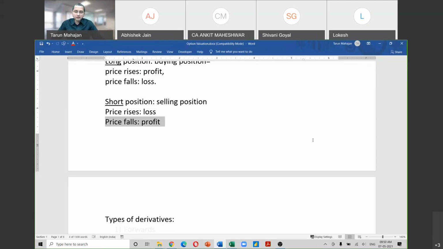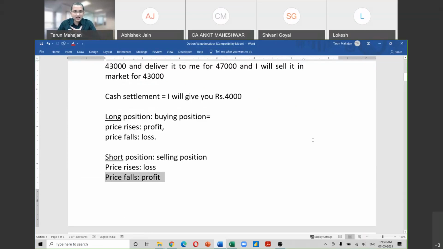Just keep in mind one thing: I have a long position, you have a short position. I have the right to buy as well as the duty to buy at 47,000. You have the right to sell as well as the duty to sell at 47,000. In any contract, both parties have right and both parties have duty. So if I'm buying, I have the right to buy and duty to buy. If you're selling, you have the right to sell and duty to sell. If price rises, I will say I have the right to buy. If price falls, I'll say I have a duty to buy.